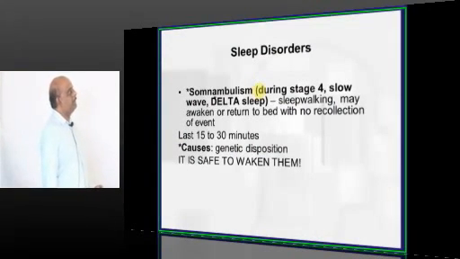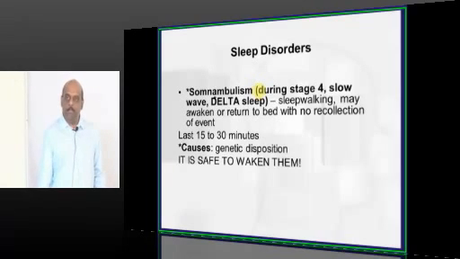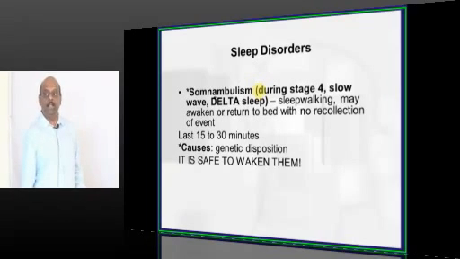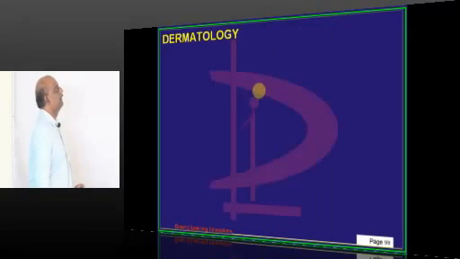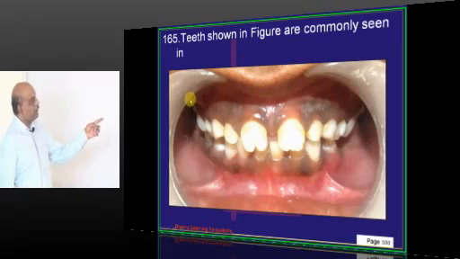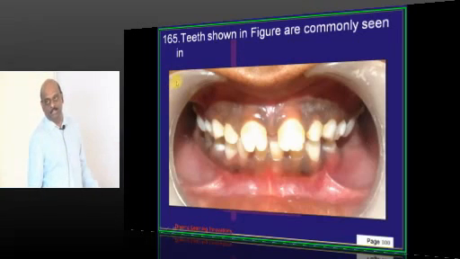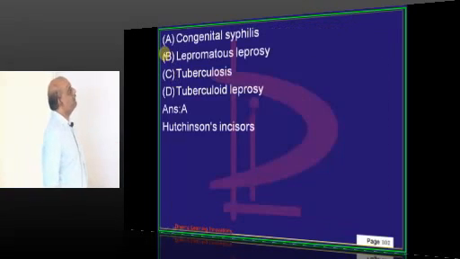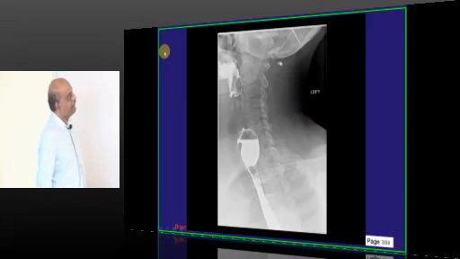So somnambulism occurs typically during stage 4, otherwise called delta or slow wave sleep. Now, the teeth which have been shown, what are they called? Mulberry molars, which is a typical feature in the case of congenital syphilis.